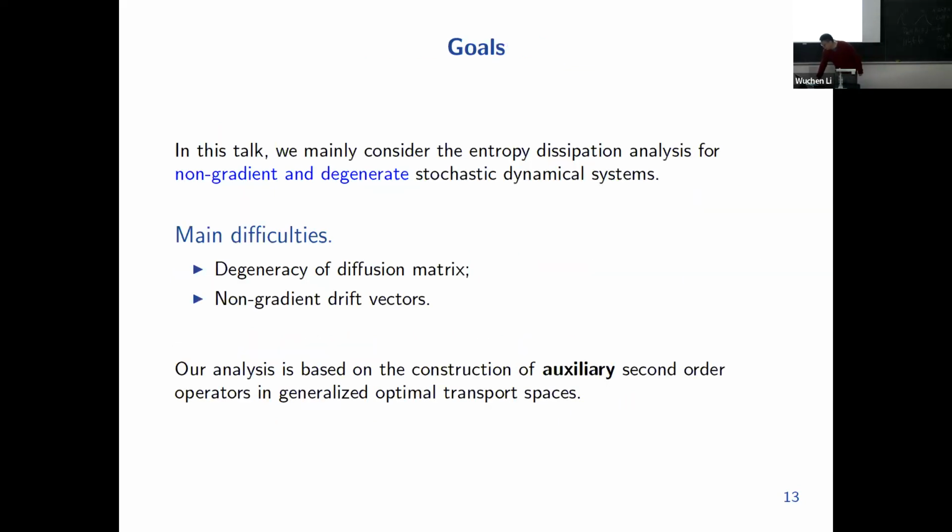Okay, so essentially, let's make it more concrete. We want to study the so-called entropy dissipation for non-gradient and degenerate stochastic dynamics. Here, non-gradient is very related to the work we are doing with Li and Wuchen, on non-gradient Wasserstein gradient flows. And the major difficulty is that it's degenerate. Okay, for a good sampling algorithm, you need some degeneracy. This can accelerate your spectral gap.